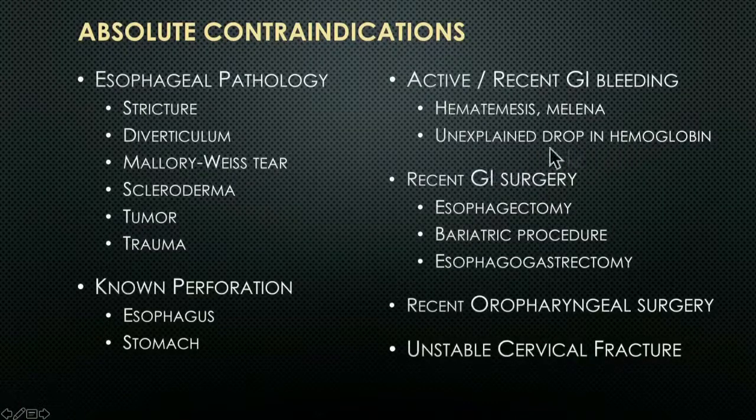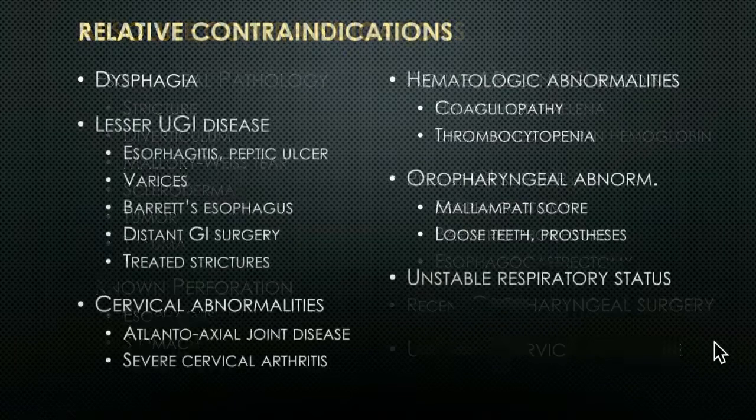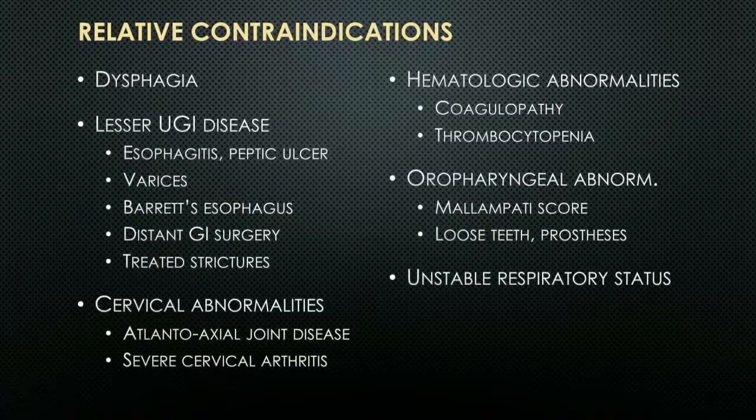You might want to get your gastrointestinal colleagues to come and do an EGD to rule out esophageal or gastric pathology. I would say any gastric surgery. I mean, obviously, if there's no esophagus there's nothing to put a TEE probe into. A bariatric procedure, even a fresh one in particular, and those status post esophageal gastrectomy are not really ideal. And unstable cervical fractures are typically considered absolute contraindications.